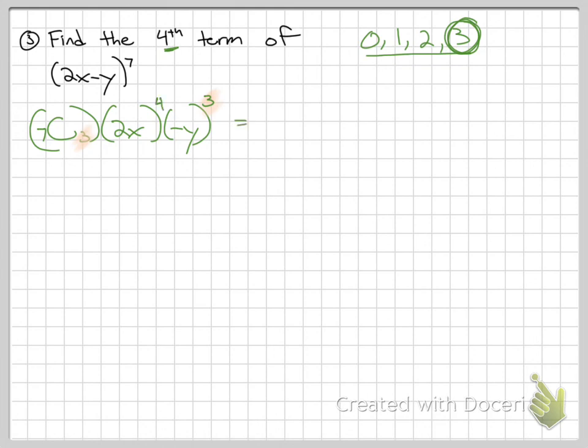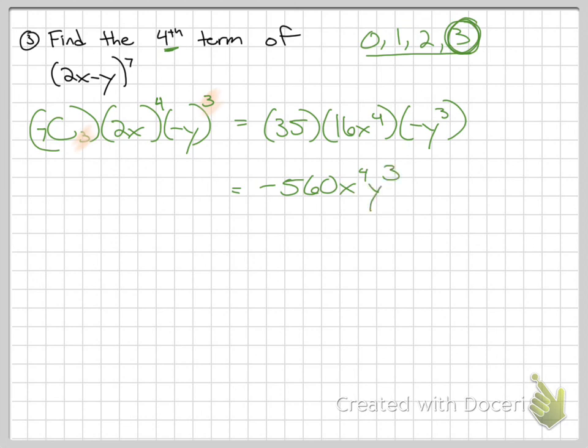And then you do the math. 7c3 in a calculator, 35. 2x raised to the 4th power, 16x to the 4th. A negative y cubed is still negative y cubed. And this is not the answer. Remember, you multiply it together just like we did on the other page. Negative 560 x to the 4th y cubed would be the 4th term if we did the entire thing. But don't do the entire thing if you don't have to.